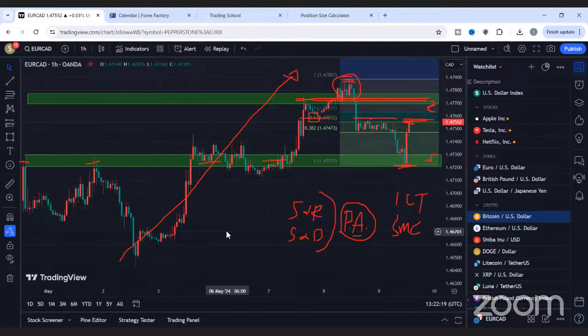Because no action is also an action. And I always tell traders, you don't have to be in a trade to call yourself a trader, right? You don't have to be in a trade to call yourself a trader. Very key, very important that we understand that.